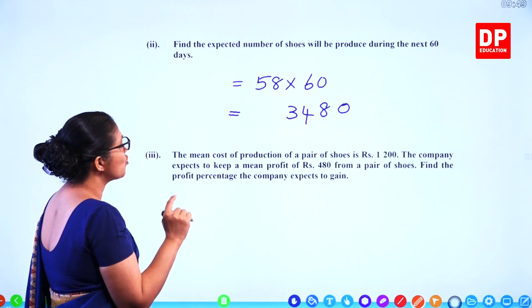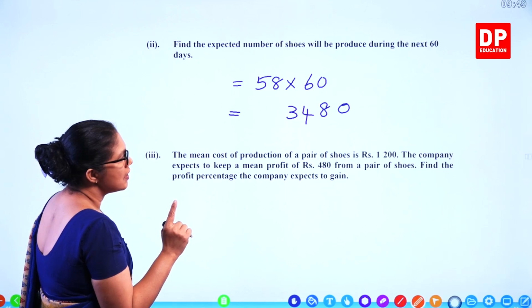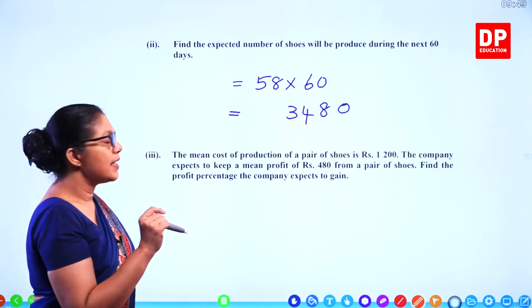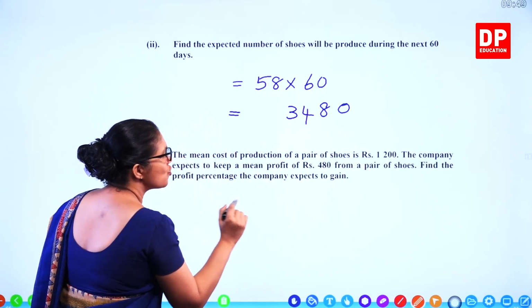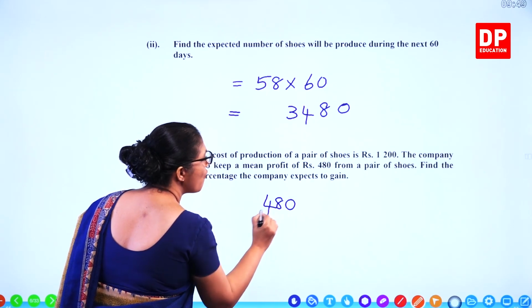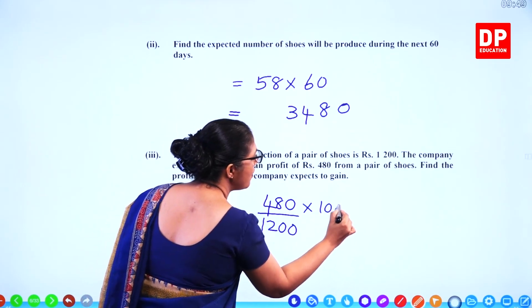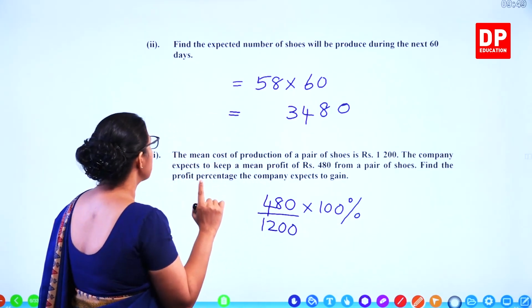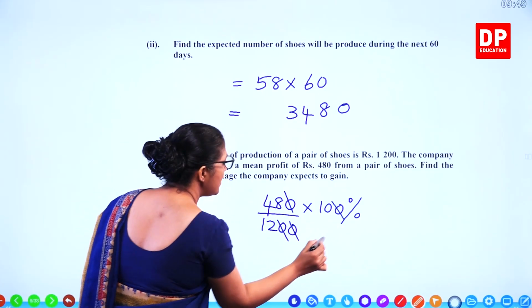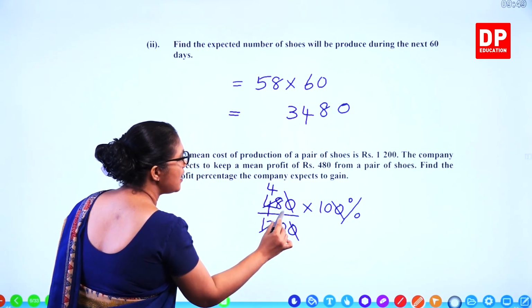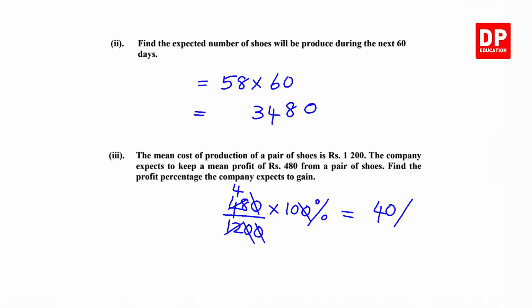The mean cost of production of a pair of shoes is 1,200 rupees. The company expects to keep a mean profit of 480 from a pair of shoes. Find the profit percentage the company expects to gain. So this is for a pair of shoes. So 480 is the profit for 1,200 rupees. Then you multiply by 100%, you get the percentage profit. The 0s get cancelled out, 12 times 4, 48, 4 times 10, that's 40%.